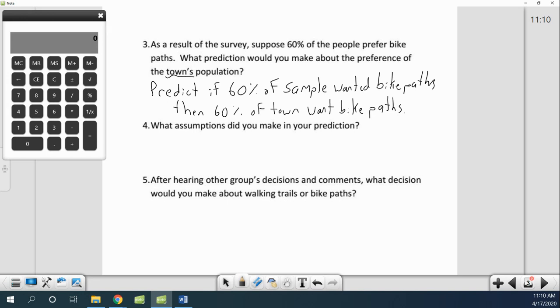Now, 4, what assumptions did we make in our prediction? So we're saying 60% of our sample wants bike paths. Why does that mean that 60% of the town wants bike paths? There's different groups of people, right? Well, we are assuming that the sample is an accurate representation of the town.